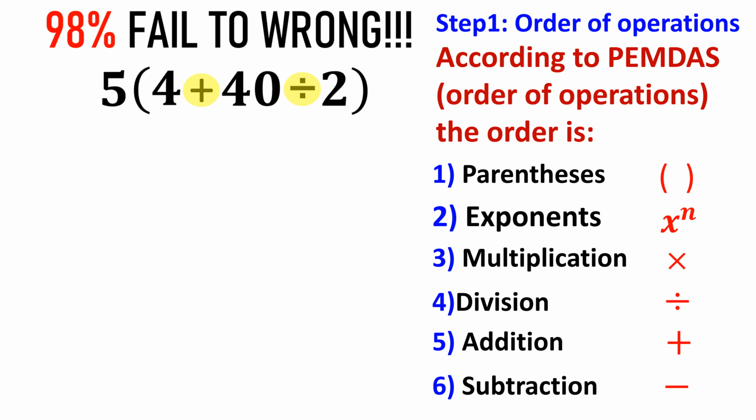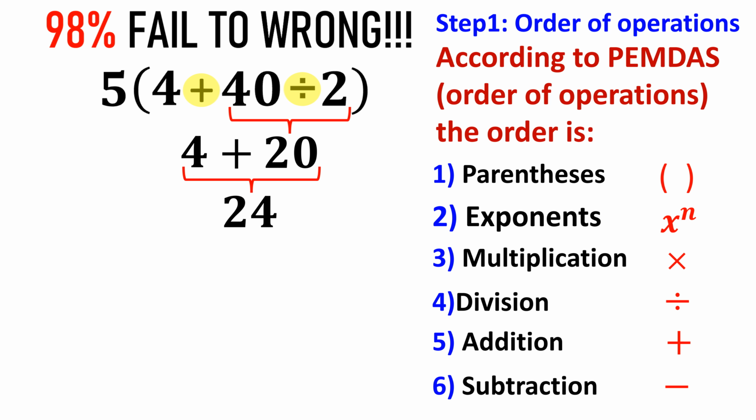Now let's solve the question precisely and according to PEMDAS. Our expression is 5 times, open parenthesis, 4 plus 40 divided by 2, close parenthesis. According to the PEMDAS rule, we must first solve inside the parentheses. Inside the parentheses we have both addition and division, and we know that division has higher priority than addition. So 40 divided by 2 equals 20, then we add 4 to 20, which gives 24, and finally it's multiplication's turn, 5 times 24 equals 120.